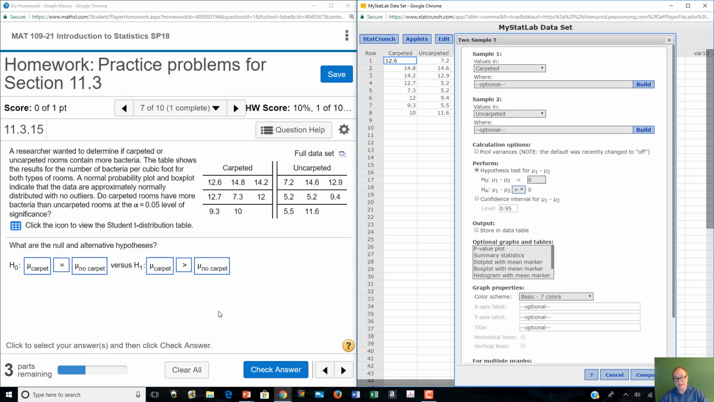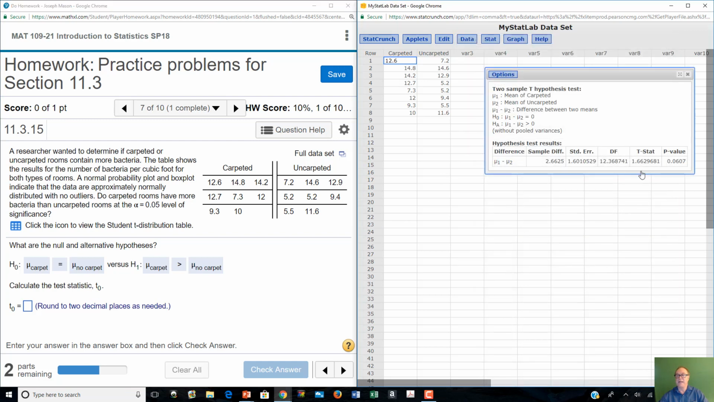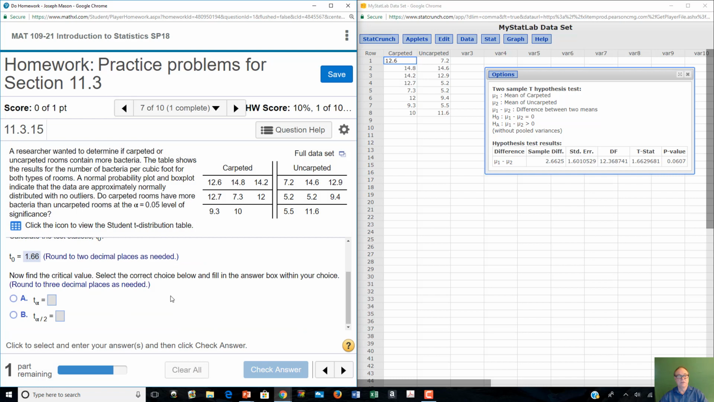I guess I'm ahead of the game because I didn't check this answer. So let me check this answer. Fantastic. So I want to calculate the test statistic T0. So that's when I ran this test. Compute. So T0 is the T-stat to 2 decimal places. So that looks like that's going to be 1.66. Check your answer. And now find the critical value. Select the correct choice below.